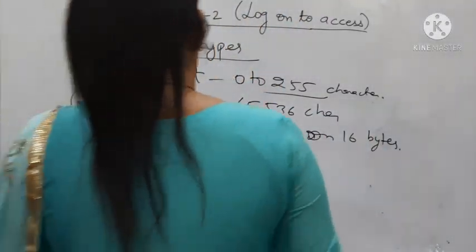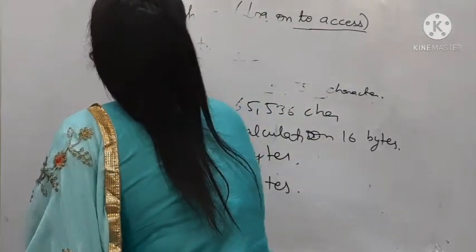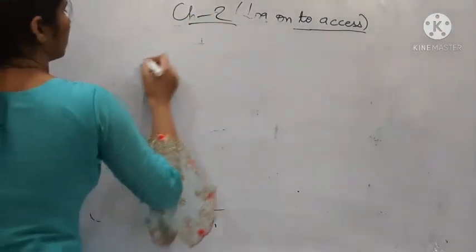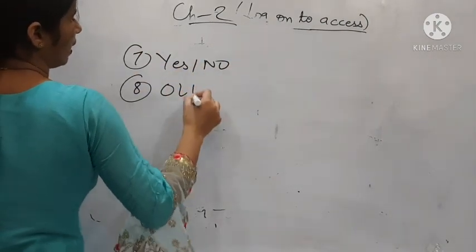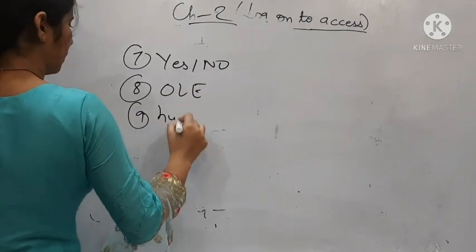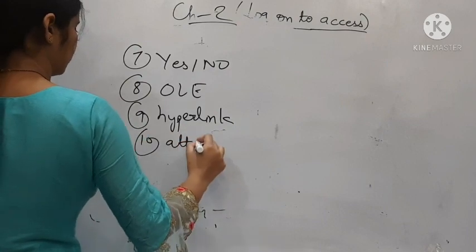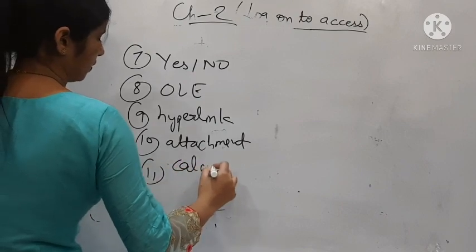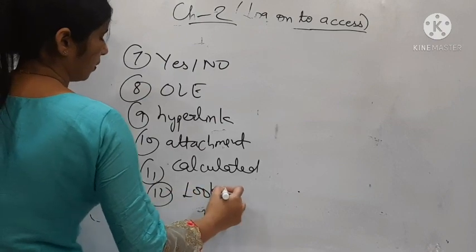Okay, now the next data types that are here are: seventh is yes, no. 8th is OLE. 9th is hyperlink. 10th is attachment. 11th is calculated. And the last one is lookup wizard.